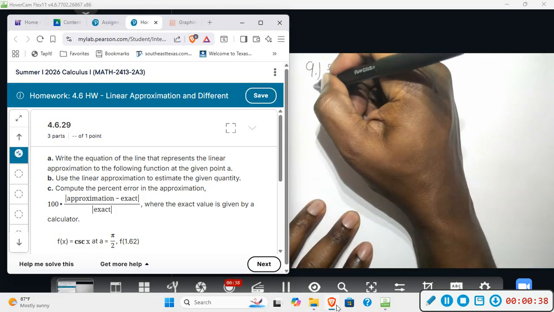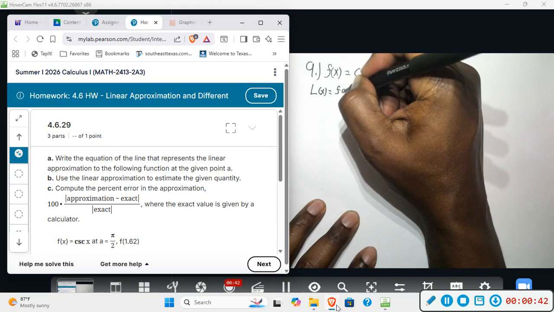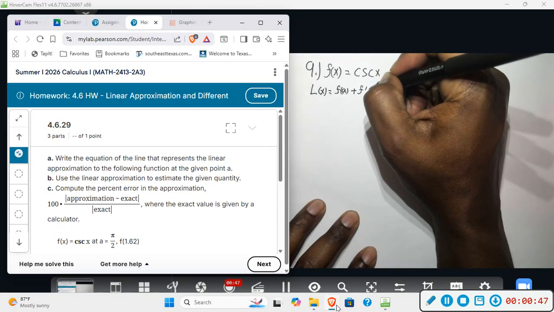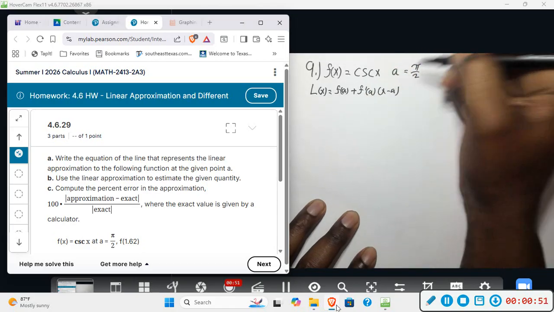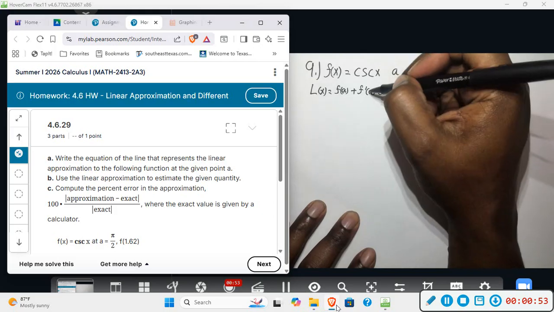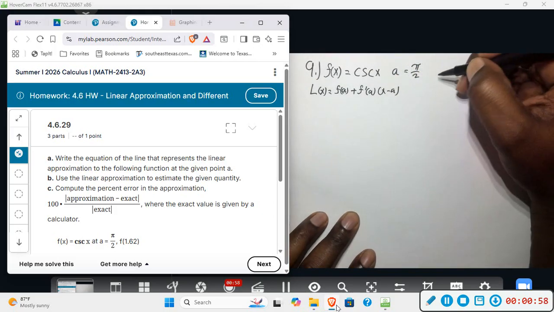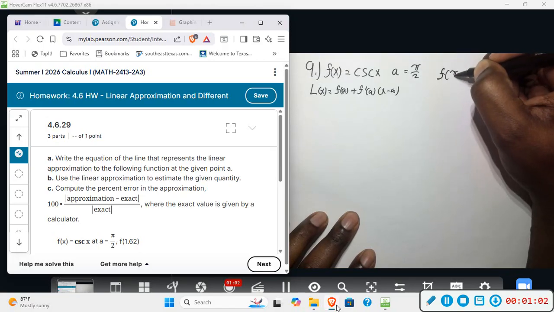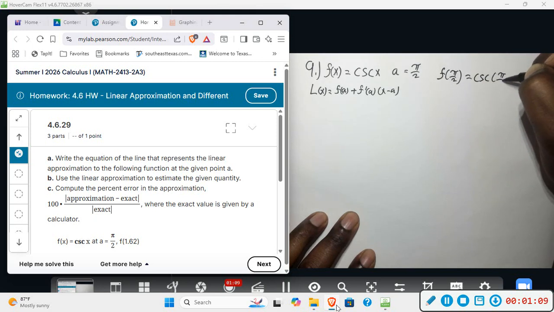All right, so just a reminder, linear approximation: f of a plus f prime times x minus a. So we need to plug in pi half, plug it into the derivative, and then we can solve it. So let's plug it in. F of pi over 2 is equal to CSC of pi over 2.